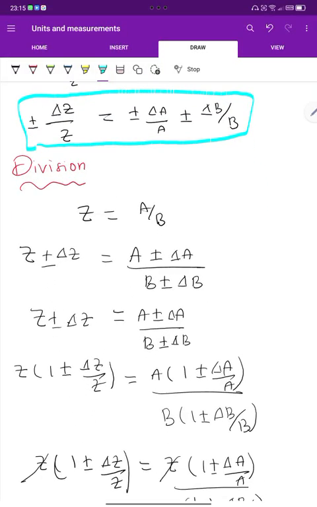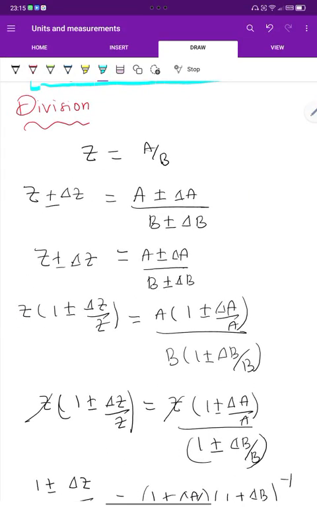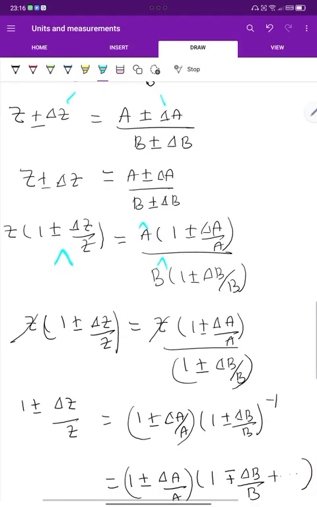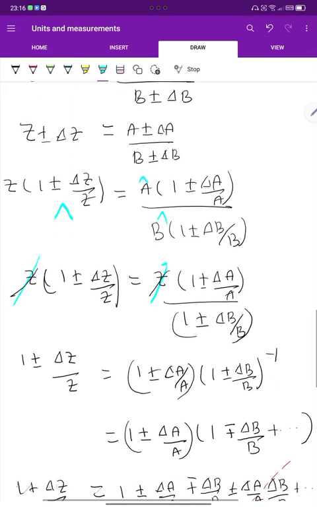We'll see how the error is propagated in the process of dividing two quantities. Z is equal to A by B, and with error I can represent Z, A and B this way. Here, on the left hand side I am taking out Z, so I will get this term, and on the right hand side, in the numerator I am taking A commonly out, and in the denominator I am taking B commonly out. A by B is nothing but Z, so this Z and this Z can be cancelled, and 1 plus delta Z by Z is equal to this one.